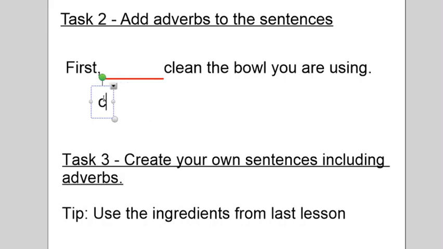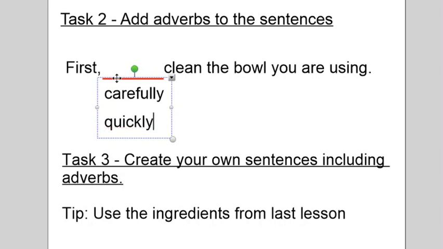I could go for carefully, to ensure that I clean it properly, because it needs to be really clean. I could go for quickly, if I wanted them to do it quickly. So there's many different answers, no right or wrong answer. Just really think about the choice that you're using. Then, once you finish that, your next task is to create your own sentences including adverbs. Now, a tip I've got for you is to use the ingredients that you made up last lesson. Think about what they might need to do with those ingredients, because then you'll have some sentences that you can use in the instruction writing that we're going to be doing next week.